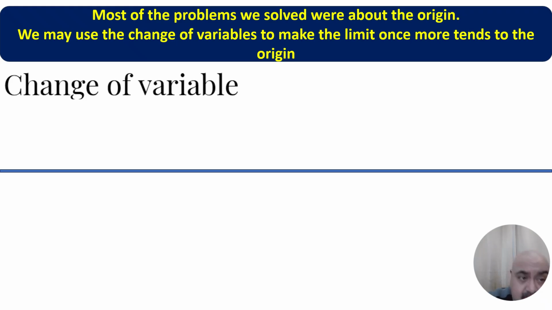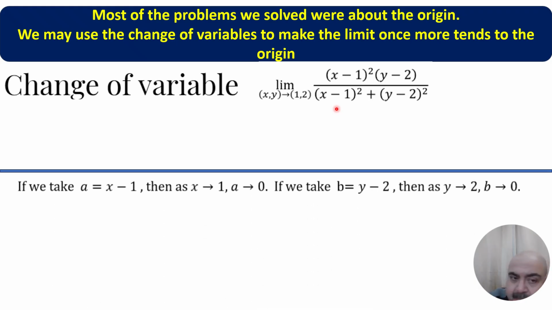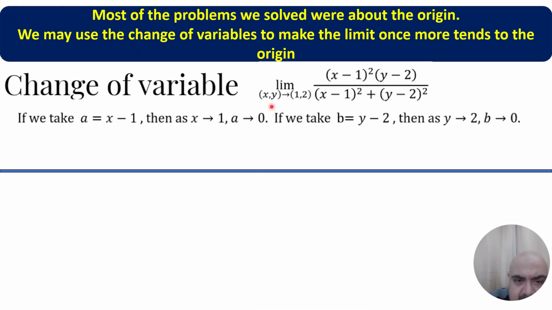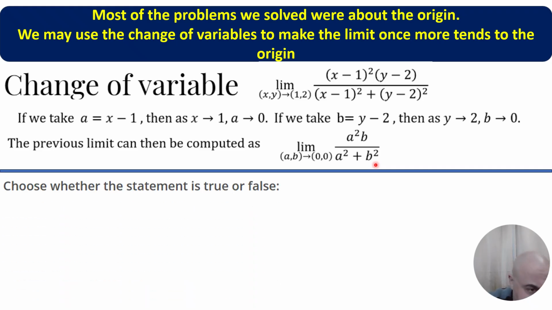Change of variables. Remark that most of the problems we solved were discussing the function approaching the origin or around the origin. But what if it is approaching something else, like (x, y) tends to (1, 2), for example? In this case, we will make a change of variable like the problem that we saw previously, just replacing x minus 1 by a and y minus 2 by b, and do the replacement. You will get back again to the function with limit (a, b) equal to (0, 0), which is x squared y divided by x squared plus y squared, the previous problem that we already solved together.